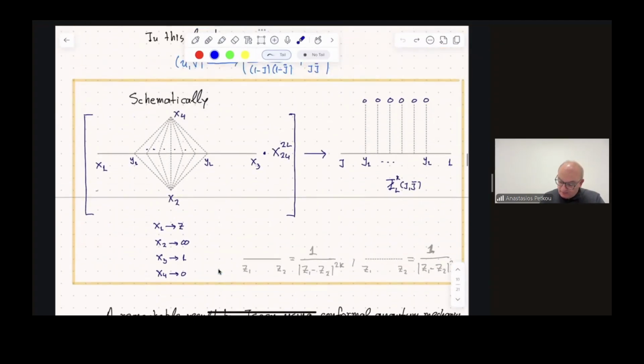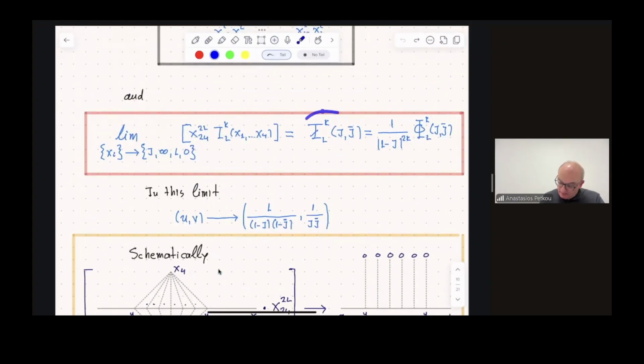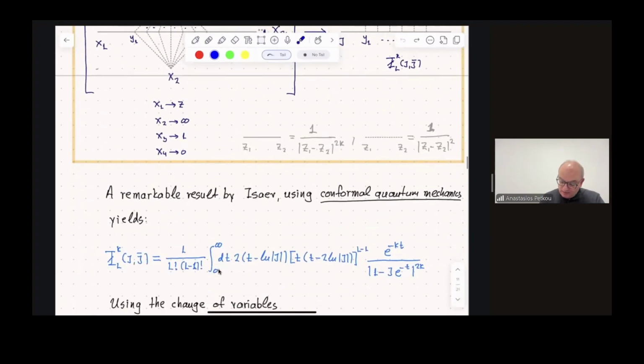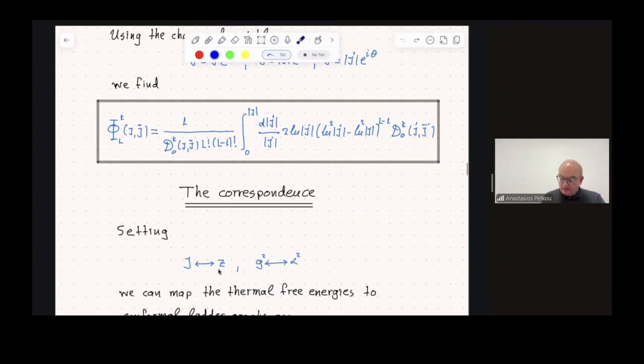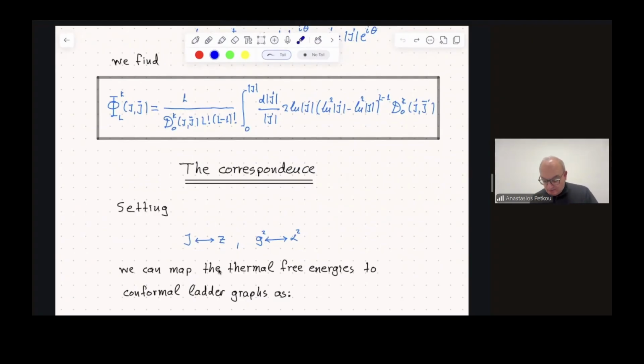Phi, I recall, is this guy here. I extracted the factor of 1 minus zeta to the 2k. So that's the difference between this guy and this guy. So again, for phi, the result is like that. Here is the function that I denoted as calligraphic D 0k, and that's the integral. All right, so here is now the correspondence of these two calculations.